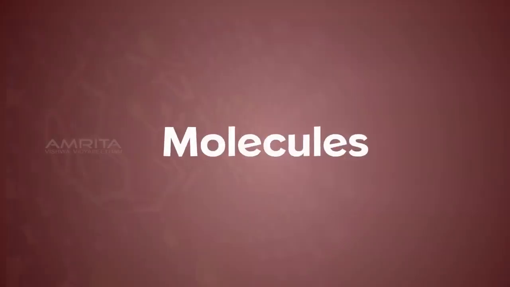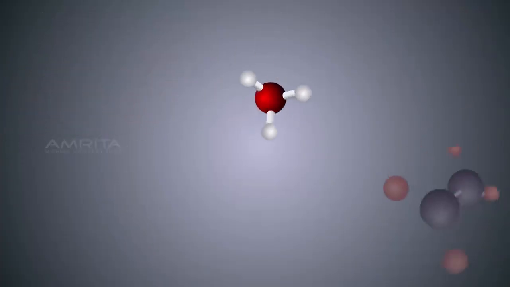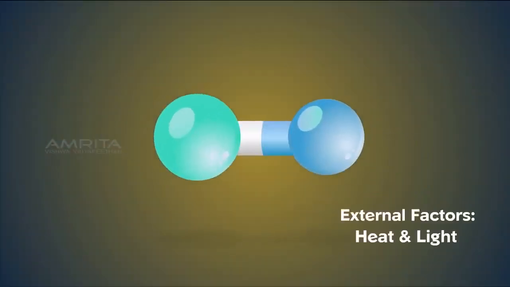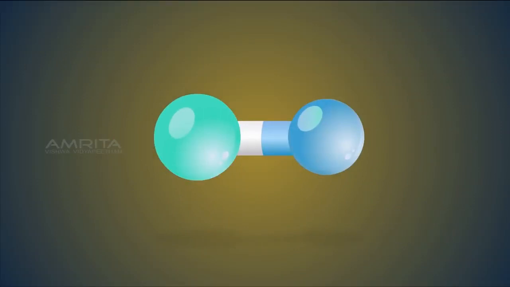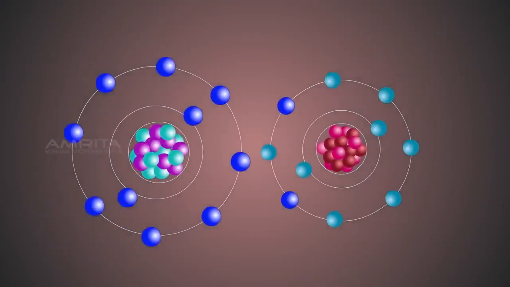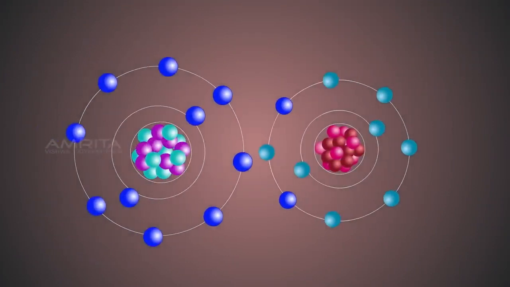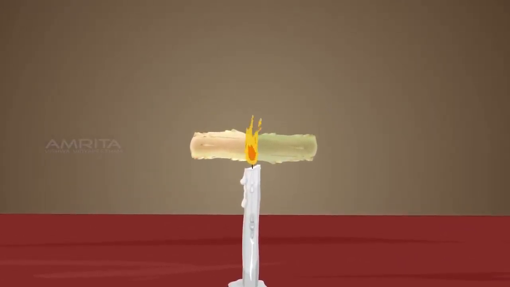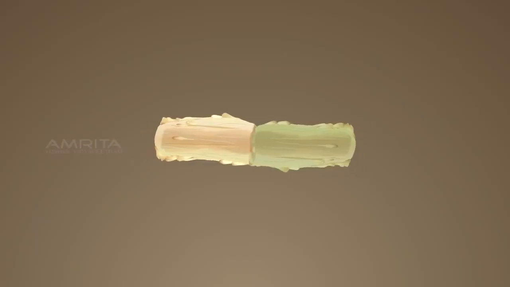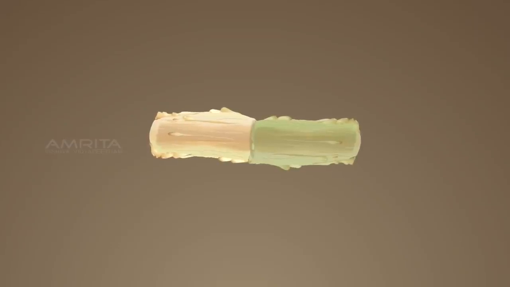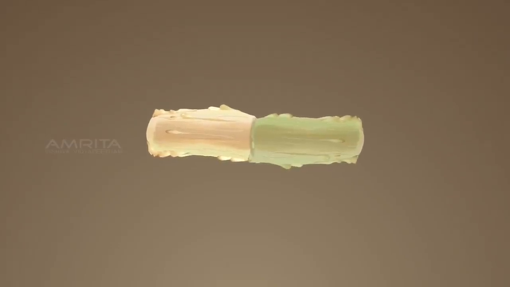A molecule is in general a group of two or more atoms that is chemically bonded together. Atoms combine chemically by external forces such as heat and light. This leads to the formation of molecules. During the formation of a molecule, atoms lose their valence electrons or gain electrons from other atoms. For instance, if two pieces of wax are to be joined, they are heated. After heating, the two pieces are pressed together to form a single structure. Here, heat is the factor which is responsible for joining the molecules of wax pieces.